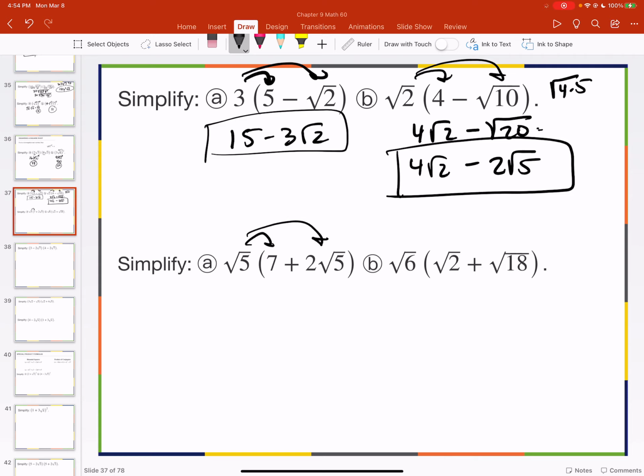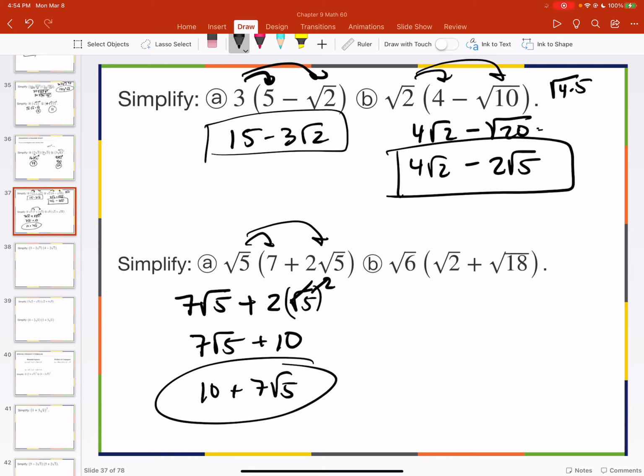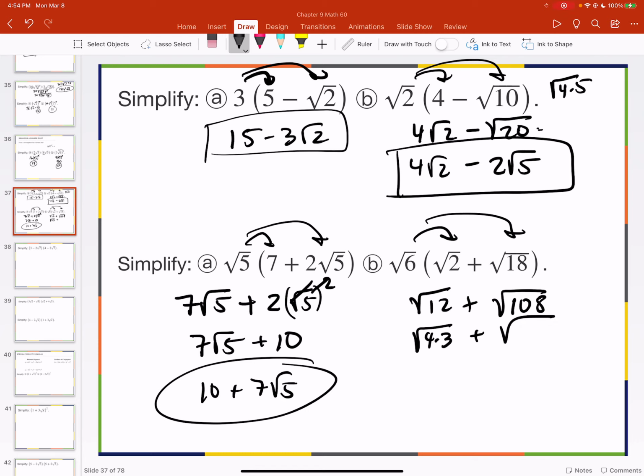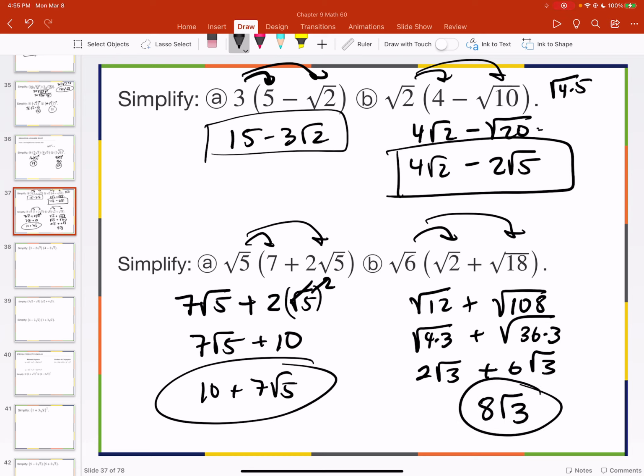So let's continue here. We have 7 square root of 5 plus 2 times square root of 5 squared. So that's going to cancel out. You get 7 root 5 plus 2 times 5 is 10, or 10 plus 7 root 5 if you want to leave the radical at the end. Okay, so let's do a couple more. Here we have square root of 12 plus square root of 108. So this is going to be square root of 4 times 3 plus square root of 36 times 3. So this is 2 root 3 plus 6 root 3, which is finally 8 square root of 3.